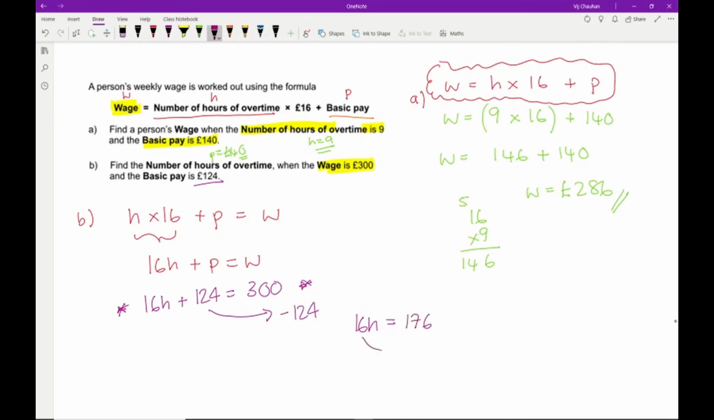And then I need to get H by itself. So what's the 16 doing to H? Multiplying. So I need to divide by 16. So the number of hours of overtime that this person has worked is going to be 11.